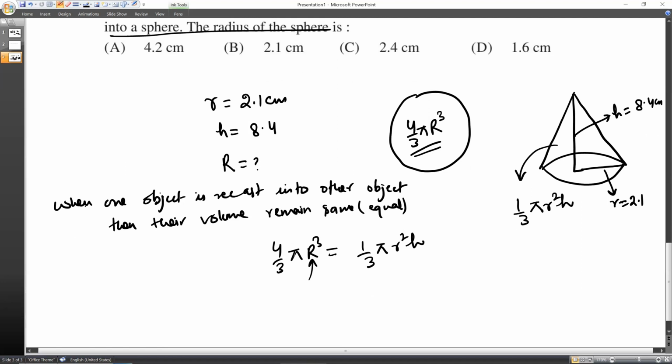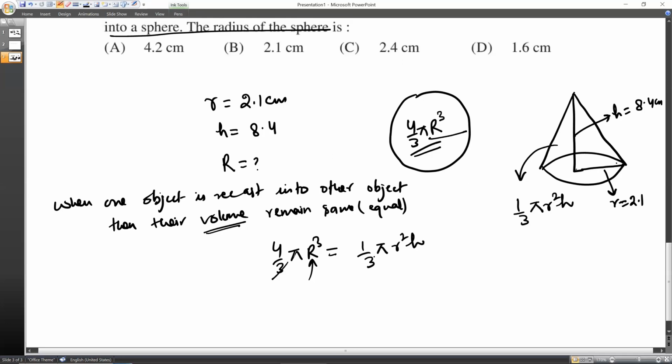So I told you that whenever one object is recast into another object, their volume remains constant. So the volume of the sphere will be equal to the volume of the cone. So we are just equating the volume formula of this one and this one. Why are we having different values of R? Because the radius of this one may not be equal to the radius of this one. So their total volume will be equal, but the radius may not be equal. Okay, so we are keeping the capital R and small r here.